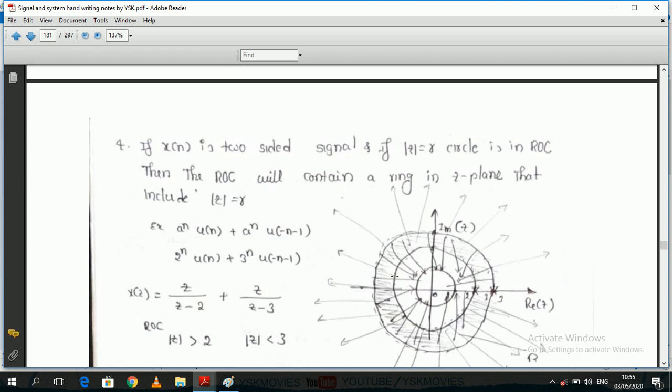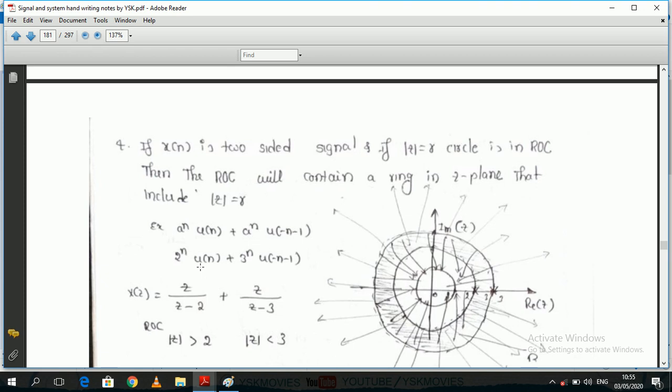Let's see one of the problems. This is 2 power n u of n plus 3 power n u of minus n minus 1. See, if you draw the ROC of any problem, there are two major things we need to discuss. First thing is the circle with what radius, and second is where should we shade the region, shaded inside or outside or what it is.